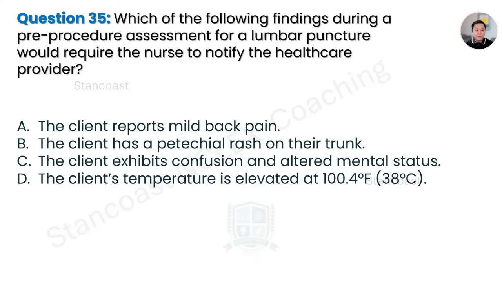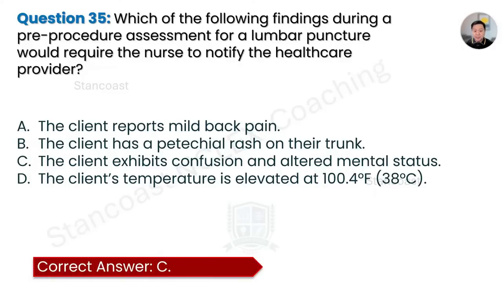35. Which of the following findings during a pre-procedure assessment for a lumbar puncture would require the nurse to notify the healthcare provider? A, the client reports mild back pain. B, the client has a petechial rash on their trunk. And C, the client exhibits confusion and altered mental status. And D, the client's temperature is elevated at 100.4 degrees Fahrenheit. The answer is letter C.